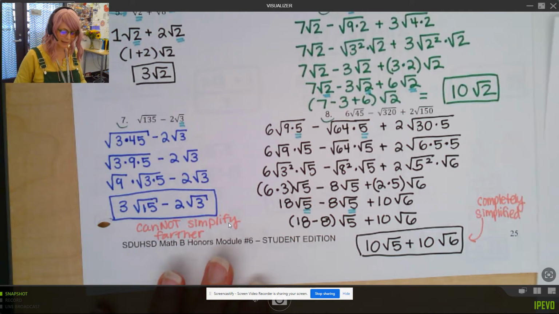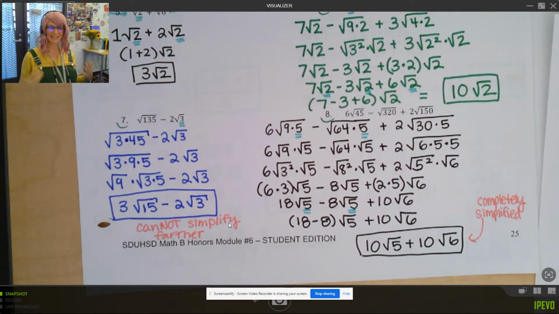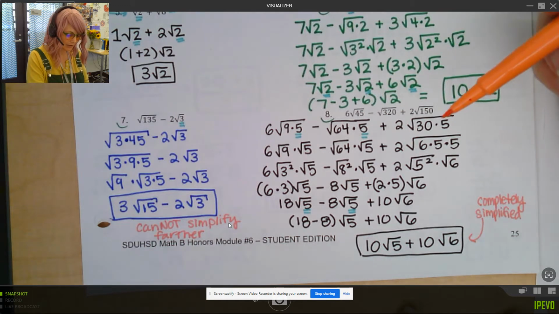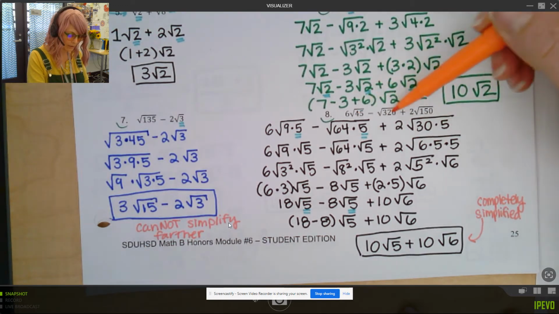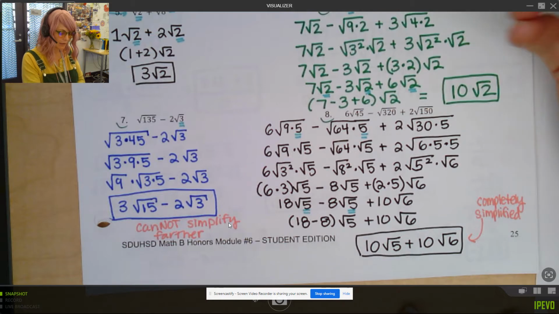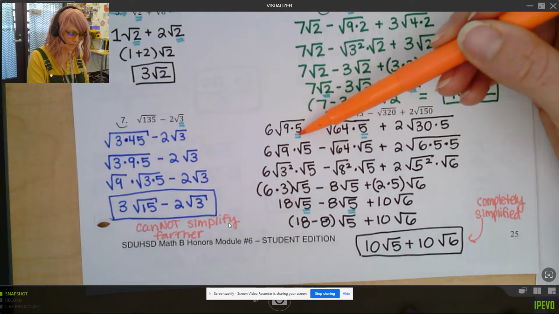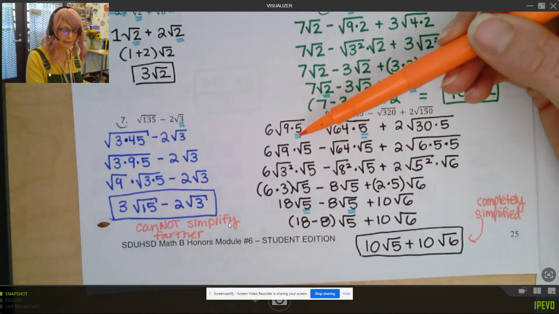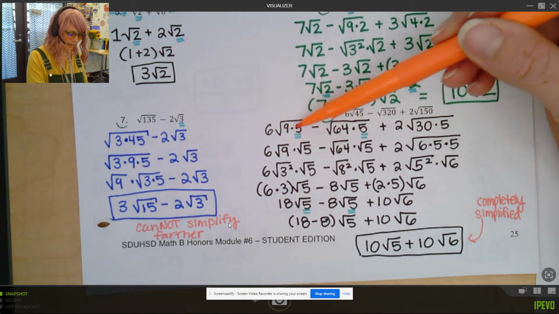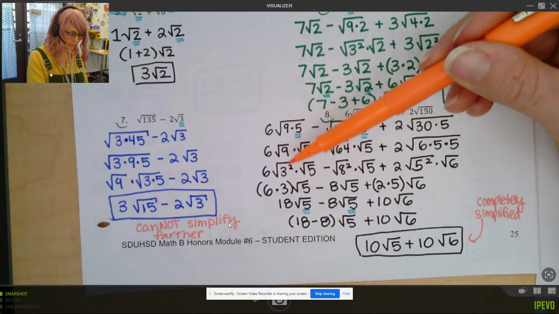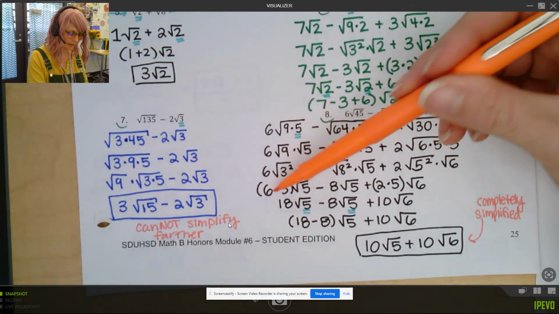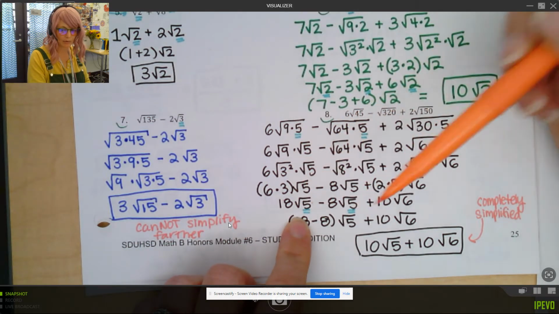Okay, so the last one, number 8. Number 8 is a really cool problem. We have lots of numbers on the outside, and thinking about numbers on the inside, well, all of these square roots can be simplified. So when I first looked at square root of 45, I think 9 times 5. So that 5 was like my big hint there. Square root of 9 times square root of 5. Square root of 9 is 3. Don't forget to multiply by the number waiting on the outside. So I got 18 square root 5.